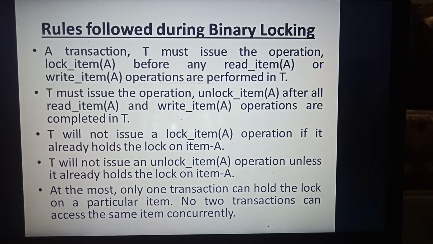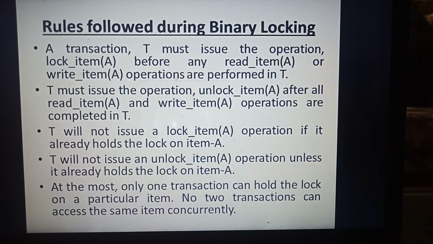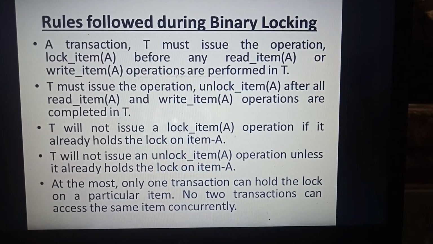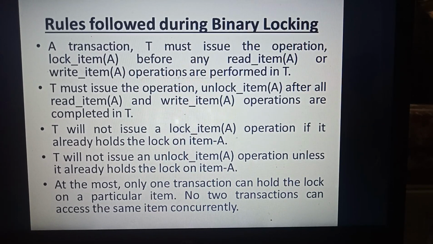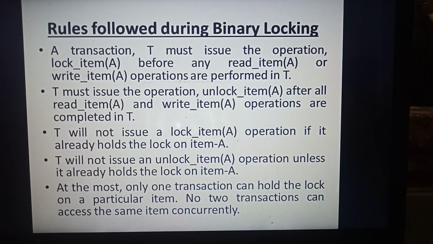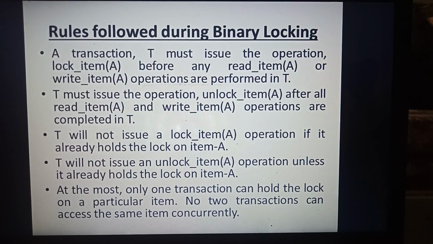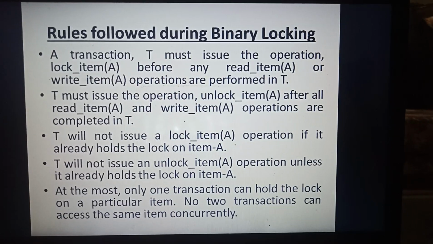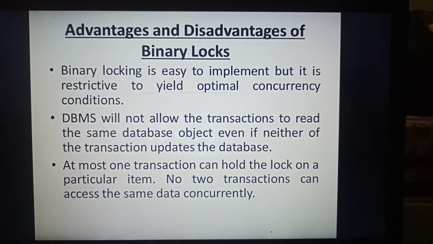Third rule is T will not issue a lock item A operation if it already holds the lock on item A. Next rule is T will not issue an unlock item A operation unless it already holds the lock on item A. And last rule is at the most only one transaction can hold the lock on a particular item. No two transactions can access the same item concurrently. So these are the rules which are followed during binary locking.